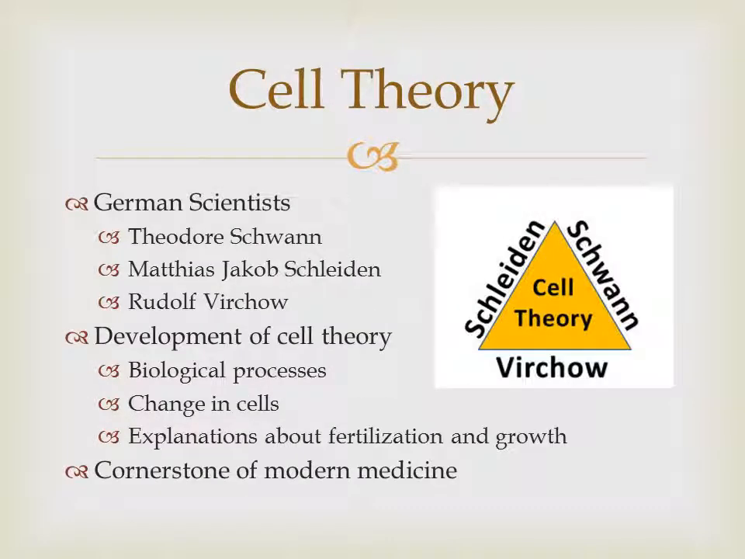The cell theory was brought about by 3 German scientists named Theodor Schwann, Matthias Jakob Schleiden, and Rudolf Virchow. The development of the cell theory is, in summary, that all living things are composed of cells, and that cells are the basic unit of structure and function in living things. All cells are produced from other cells.